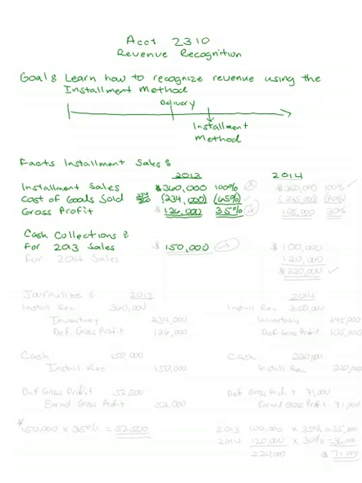Let's add some information for 2014. Our sales for 2014 that were completed using the installment method totaled $350,000. Costs relating to those, $245,000. Gross profit, 30%. If you do the gross profit margin calculation again, sales being 100%, divide costs and you'll find they're running at about 70%. And gross profit for the year 2014 is 30%.